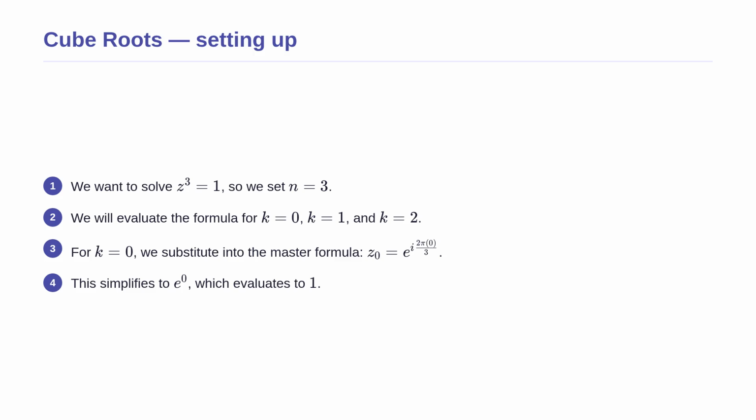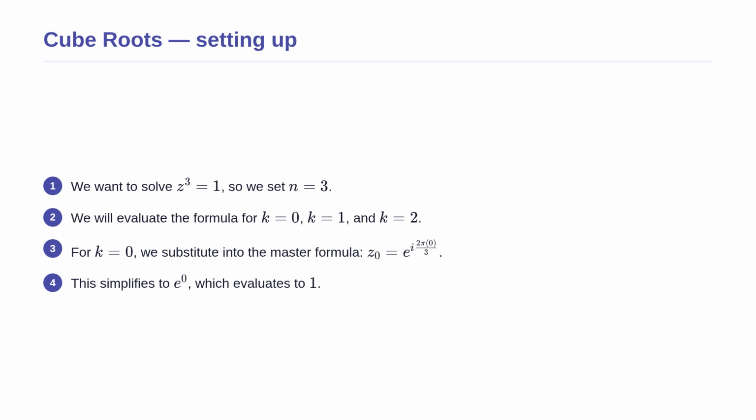Now that we have our formula, let us see this with a concrete example. We want to find all the complex numbers that satisfy the equation z cubed equals 1. This means we are looking for the cube roots of unity, so n equals 3. We will use our master formula and plug in k equals 0, 1 and 2 to find all 3 roots.